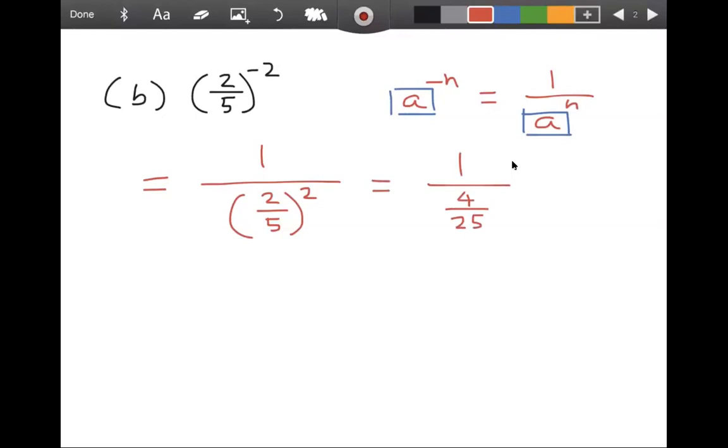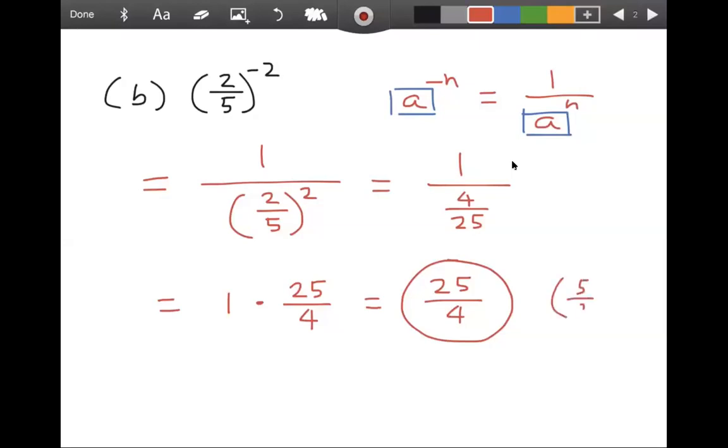So we're dividing by 4 over 25, which is the same thing as multiplying by 25/4. So it turns out that 2/5 to the power -2 is 25/4. That would be my official answer. I just want to point out to you, to help the shortcut make a little bit more sense, note that 25/4 is 5/2 squared. Not making that part of my answer, just pointing out that that's what it is.